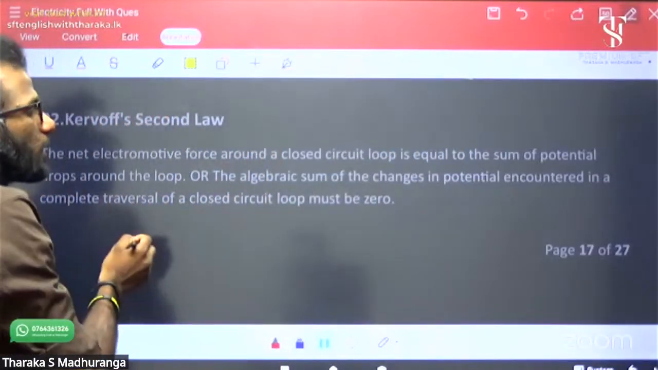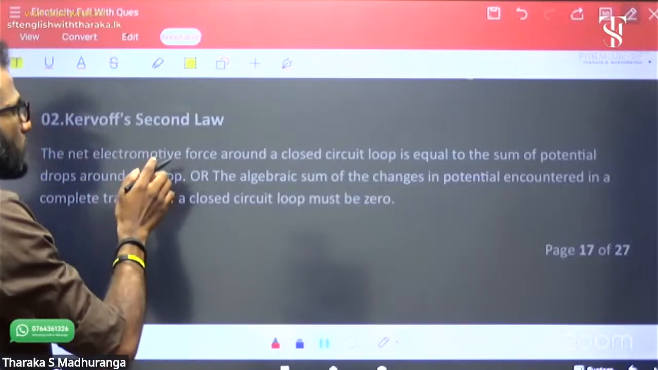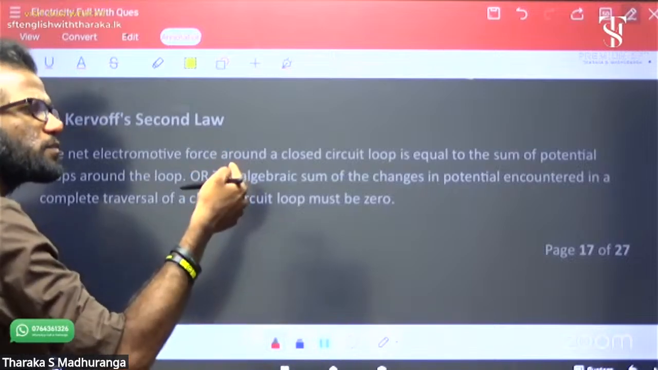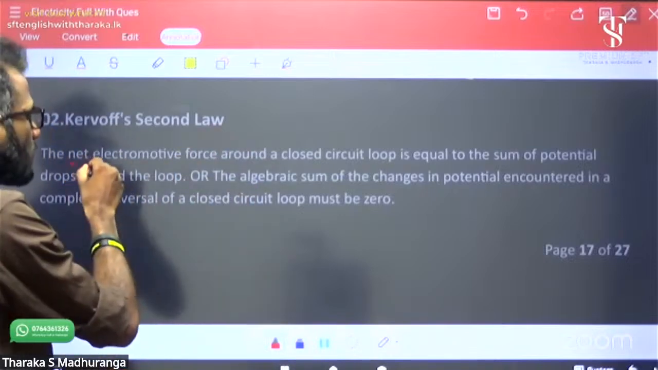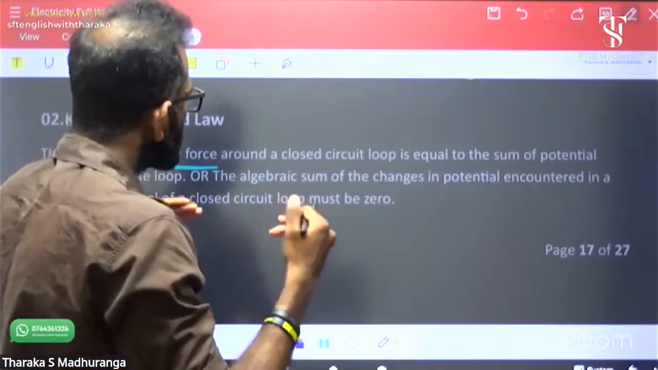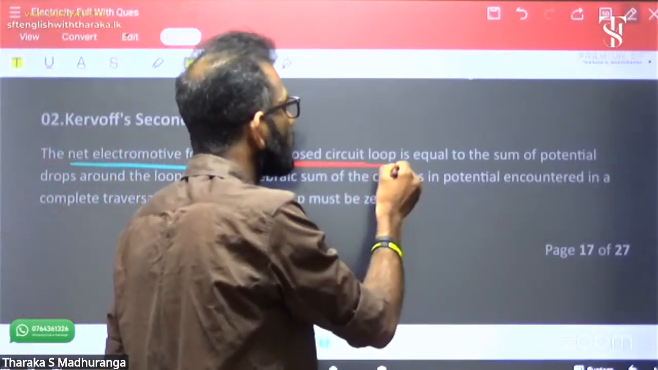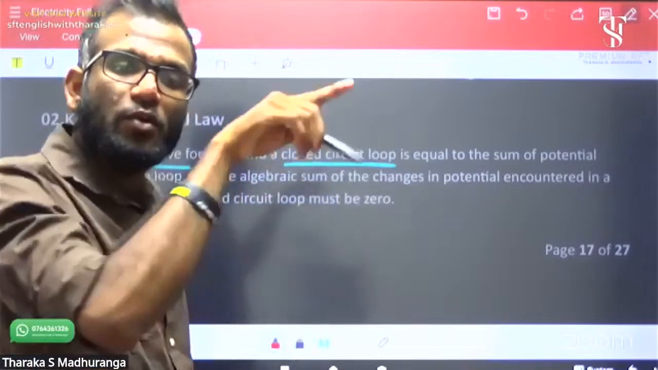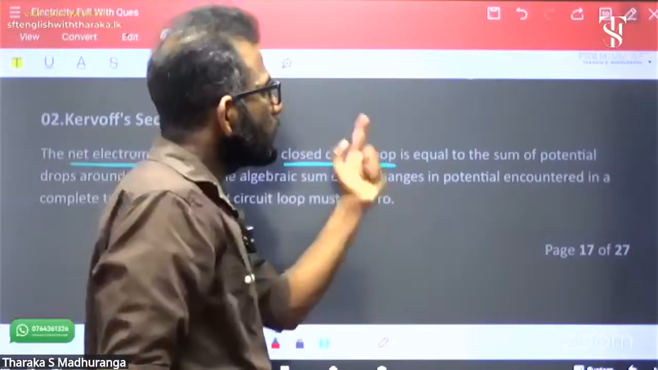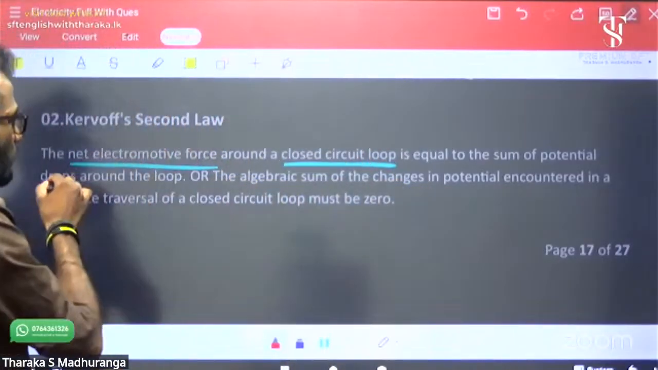The net electromotive force around a closed circuit. Net electromotive force is an important word; I will explain it. The net electromotive force around a closed circuit. What's the meaning of closed circuit loop? We need to know what a loop is. Is equal to the sum of potential drops around the loop.